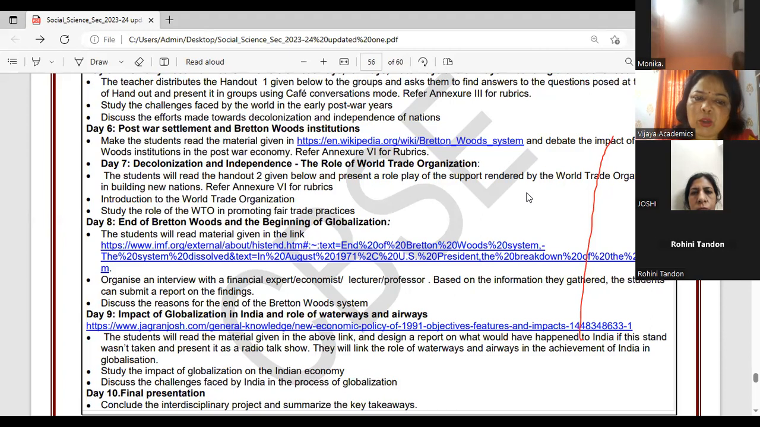Day 7, decolonization and independence, the role of the World Trade Organization, that is WTO. Students will read the handouts given below and present a role play on the support rendered by the World Trade Organization in building new nations. And here you are going to refer to Annexure 6 for rubrics. Introduction to the World Trade Organization: study the role of WTO in promoting fair trade practices.